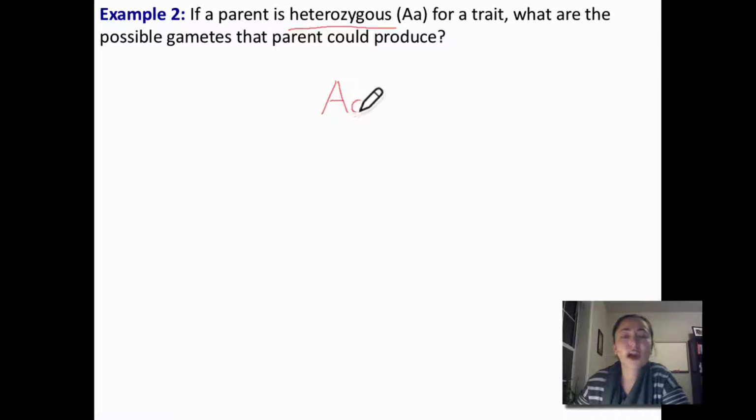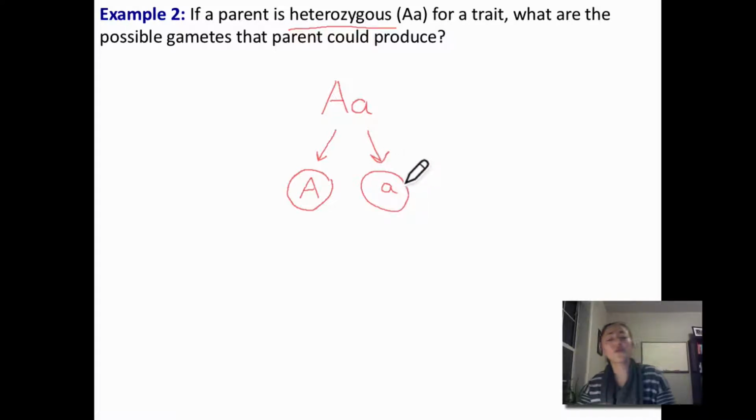So these are the two copies of the gene they have for a specific trait. What are the possible gametes that this parent could make? Well, this parent could create a sperm or egg with a big A, or they could create a gamete with a little a. And there's only two possibilities here. Again, a big A or a little a.